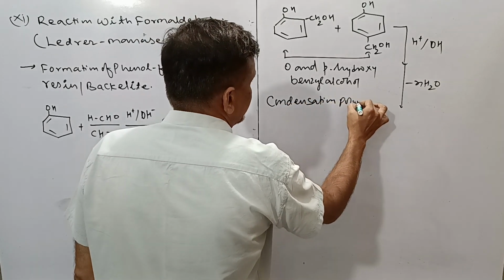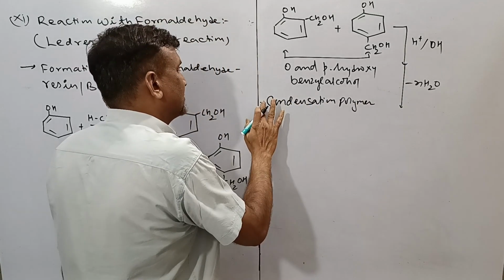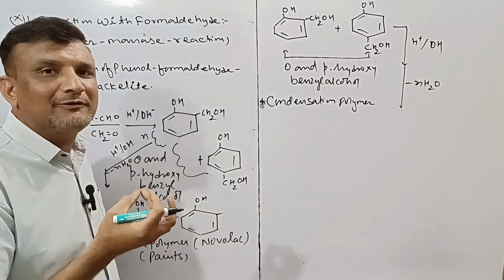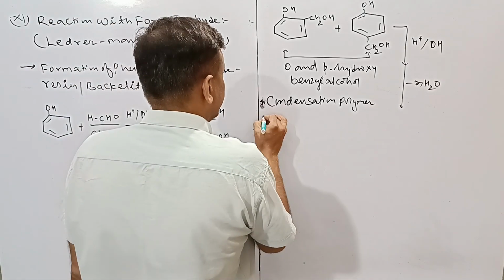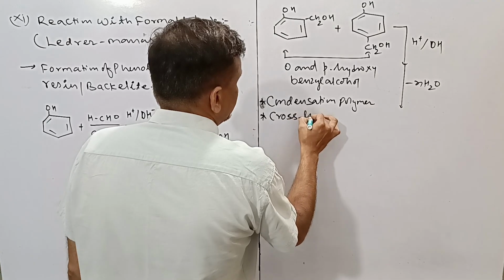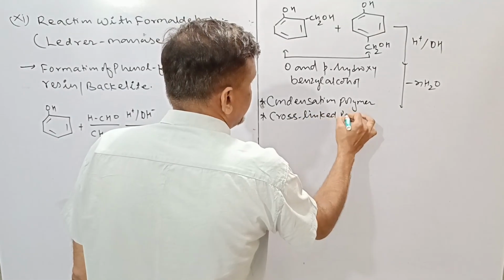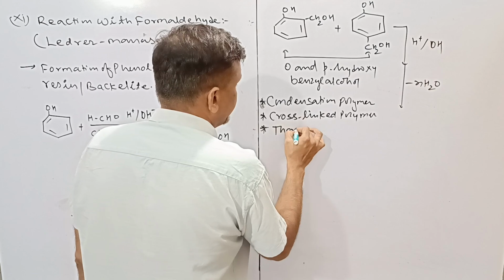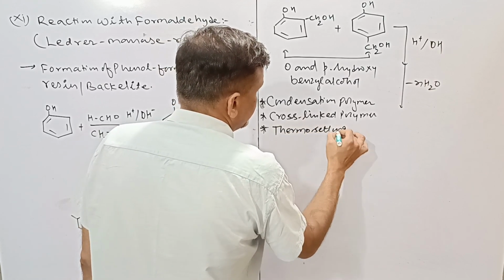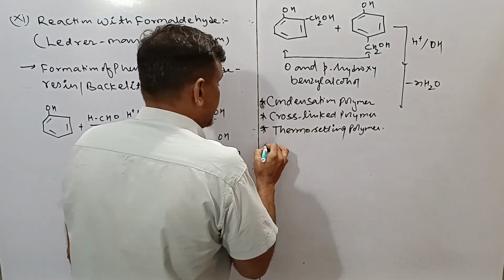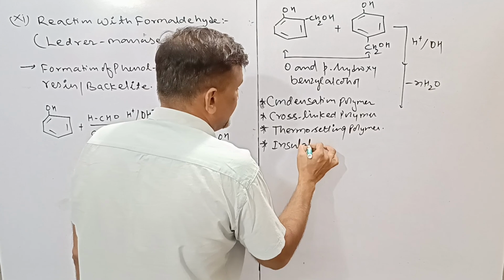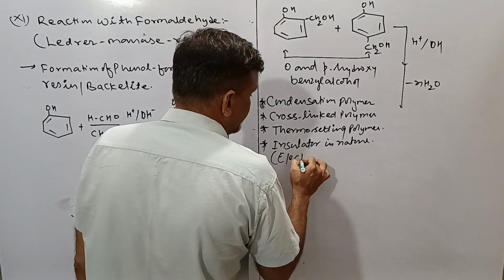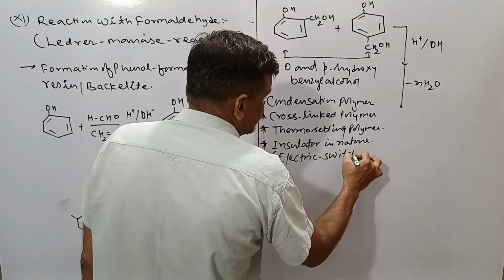Condensation polymer is the first thing, because during their formation there is removal of a water molecule; those are known as condensation polymers, where a small molecule like alcohol, ammonia, water or HCl is removed. Second, it is a cross linked polymer, the structure will be cross linked. Third, it is called a thermosetting polymer also, thermosetting polymer. It is an insulator in nature, that's why it is used to form electric switches also, electric switches.